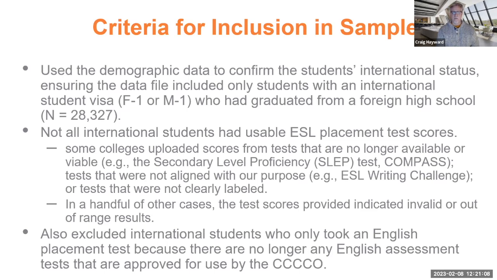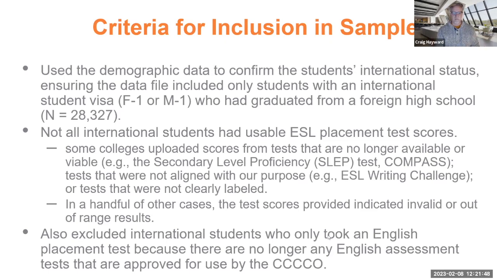So once we had that big ball of data pulled together, we needed to go through it and confirm that these were really international students that we were looking at. So we confirmed their visa status. And at that point, we had 28,327 individuals in our sample. But again, because some of the test data that was provided were for tests that were no longer really relevant, there was also just a handful of cases where data was bad.